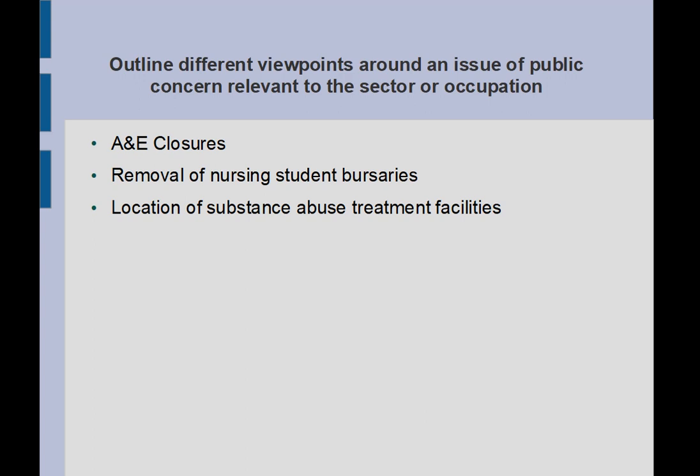So a couple of things that are relevant in the health and social care sector. A&E closures might be one, removal of student nursing bursaries could be another, location of substance abuse treatment facilities, anything that you can think of that would be an issue of public concern. So for that, you might think about what the public thinks or different groups in the public, because you can often have different thoughts on this, and maybe what the hospitals thought or the government put forward as their reason for a change. That would be important.